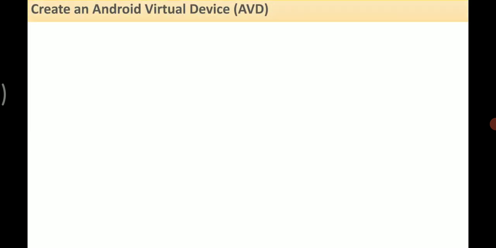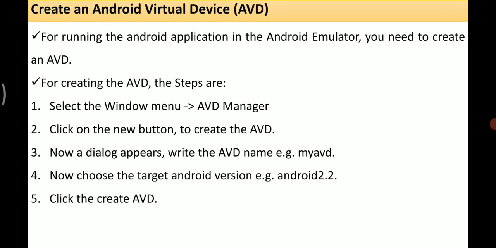Next we have to create an Android virtual device. If you want to run any of your Android applications in the Android emulator, we need to create an AVD. For creating the AVD, we need to follow certain steps. The first step is to select the Window menu and then click on AVD Manager. Then we click on the New button to create the AVD.